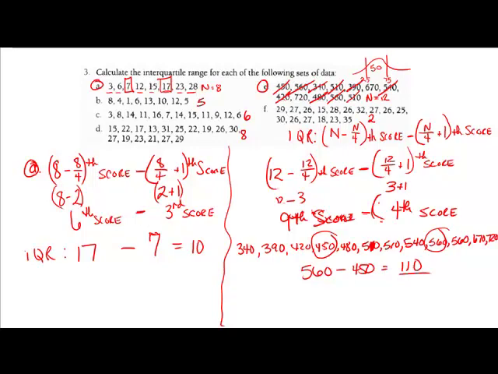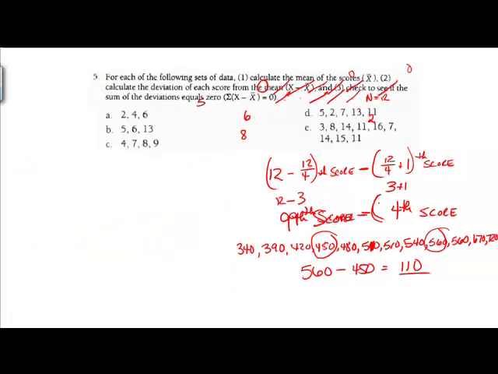Okay. So that's interquartile range. We like it because it's less dependent on the outliers than the range is. But again, you're still only using two observations from your data set.